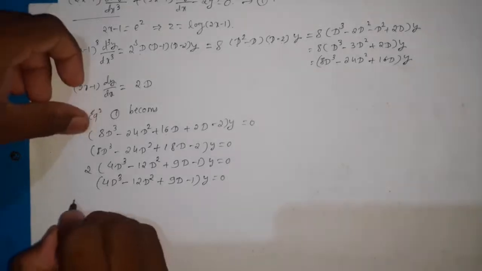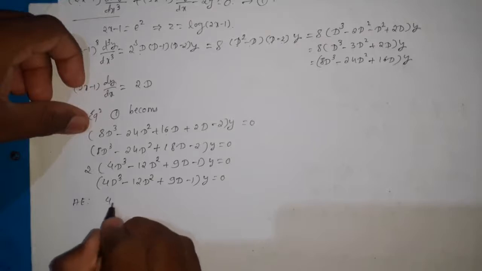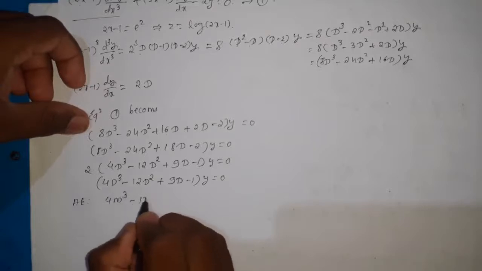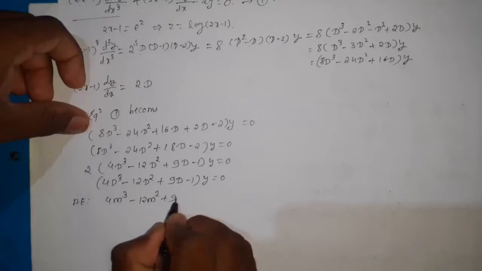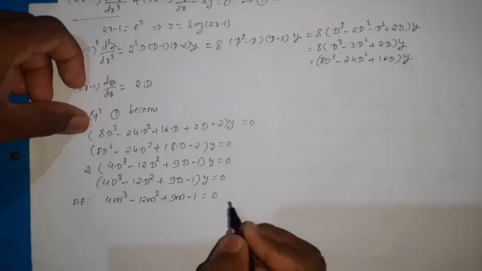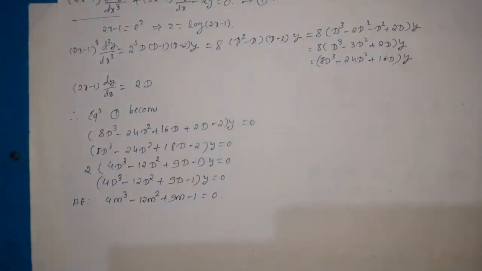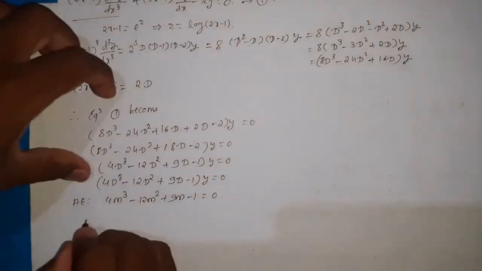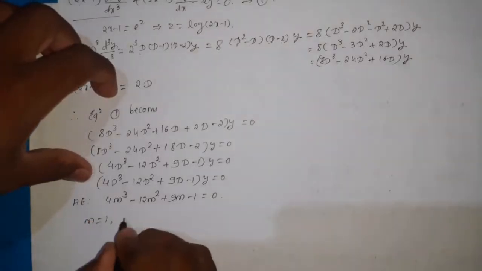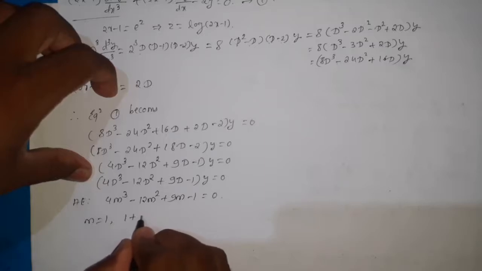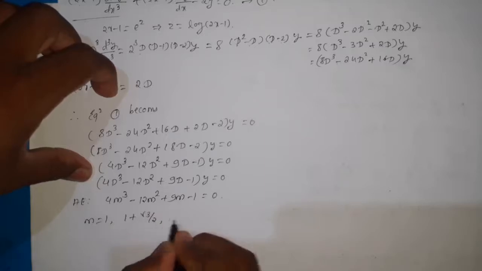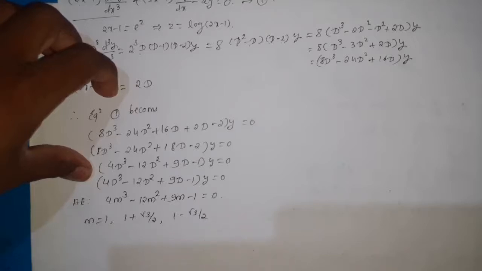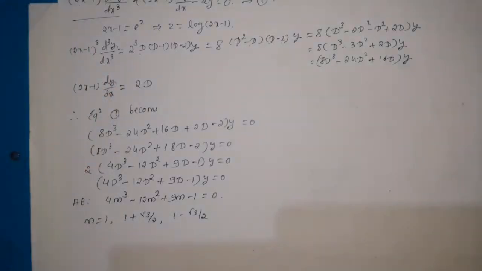So here the auxiliary equation is 4m cube minus 12m square plus 9m minus 1 equal to 0. So here it is cubic equation. So already you know how to find the roots of the cubic equation. So here I am writing the roots directly. m equal to 1, and (1 plus root 3) by 2, and (1 minus root 3) by 2. So here all the roots are real and distinct.